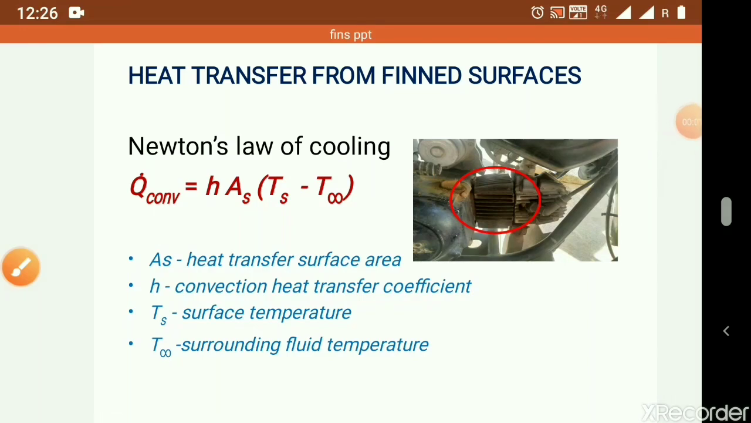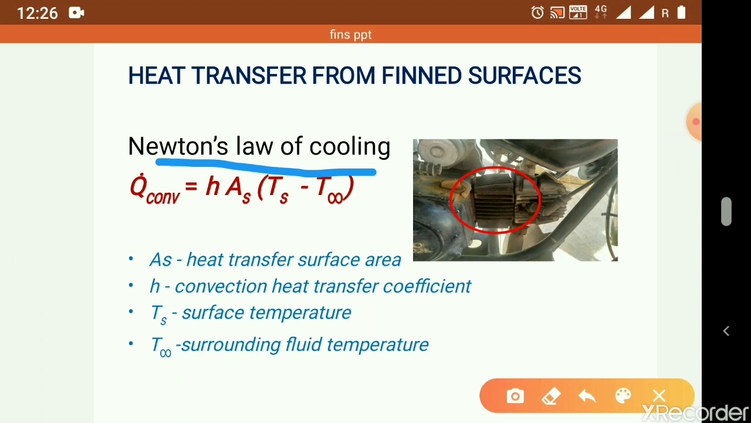Hello everyone. In this lecture we see heat transfer from finned surfaces. The mode of heat transfer between the solid surface and the adjacent fluid medium that is in motion is convection heat transfer. The convection heat transfer is governed by Newton's law of cooling, which is given by: convection heat transfer rate equals hA delta T.